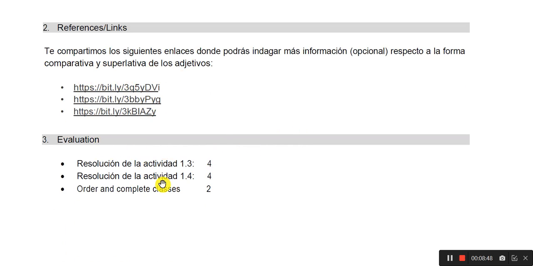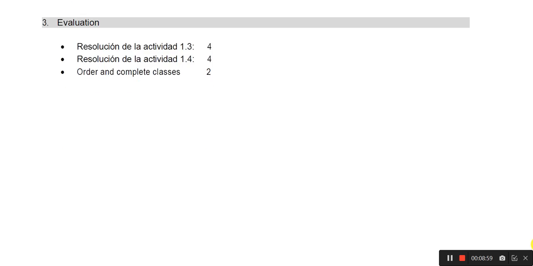And here the evaluation. Activity, the first activity, 4 points. The second activity, 4 points. And order and complete classes, 2 points. And that's it for this week.